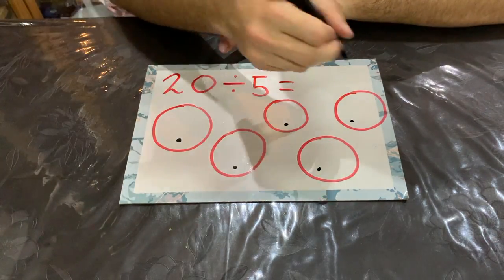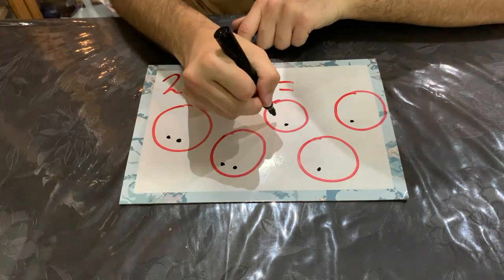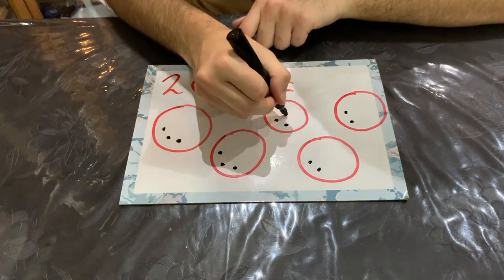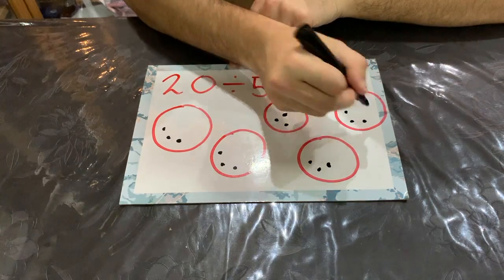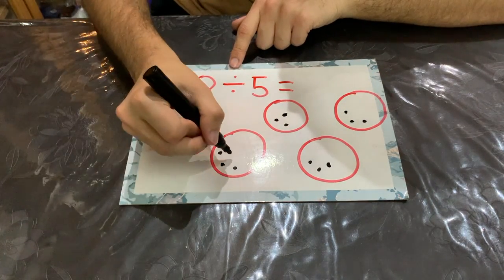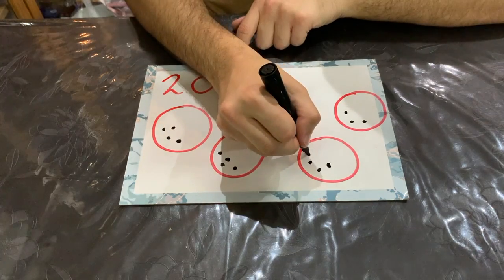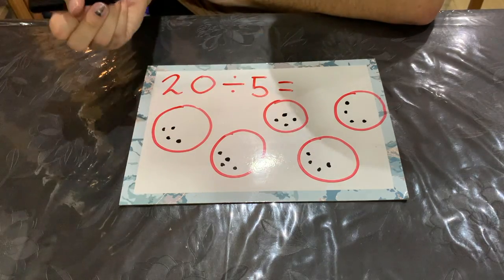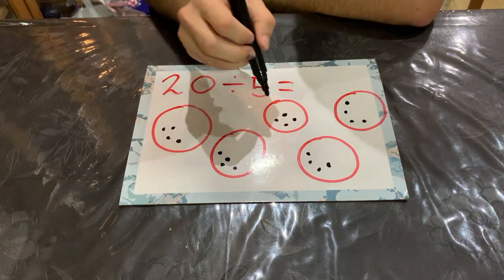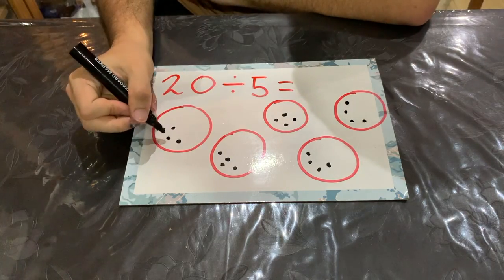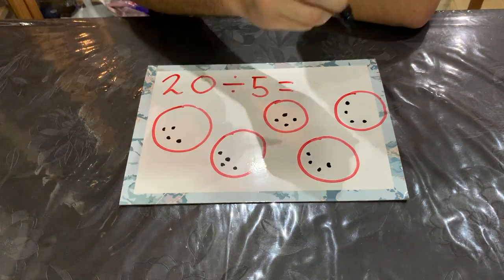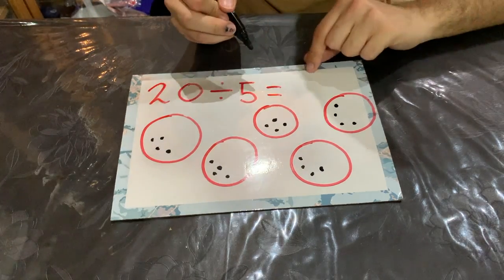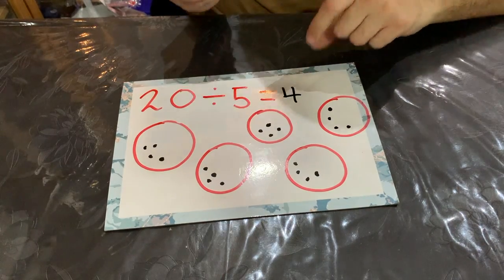Let's see. So I've got 5, 6, 7, 8, 9, 10, 11, 12, 13, 14, 15, 16, 17, 18, 19, 20. So if you look inside all of the circles now, you'll know that they all have the same amount of dots in them. So I've got 4, 4, 4, 4, and 4, which means 20 divided into 5 groups is 4.